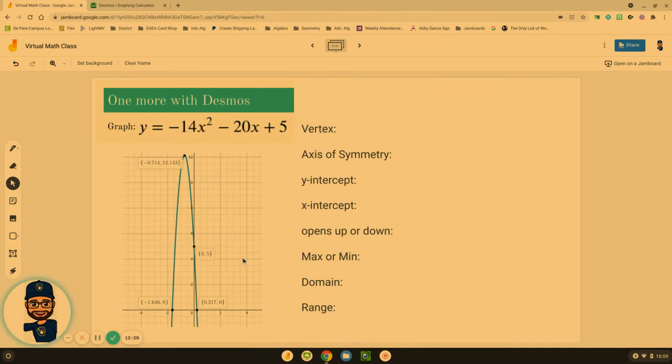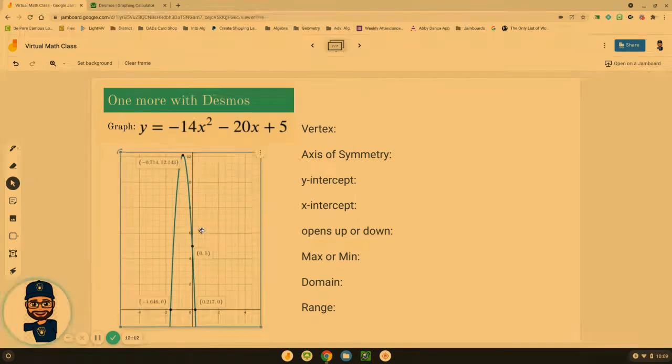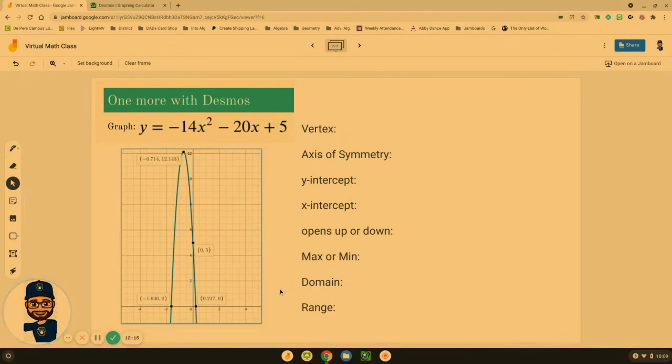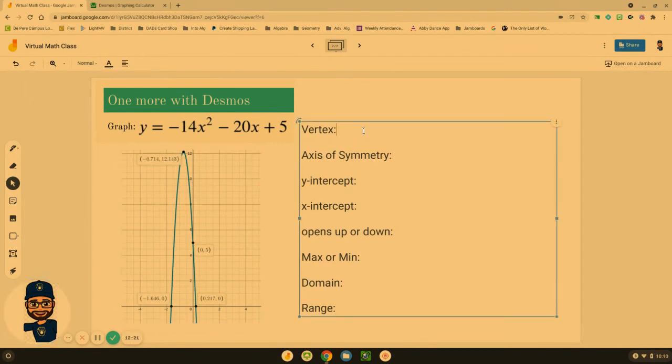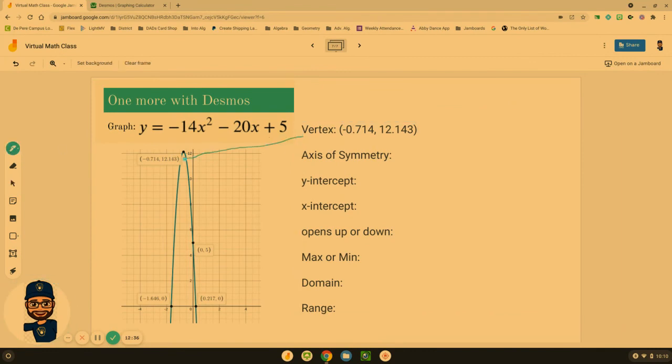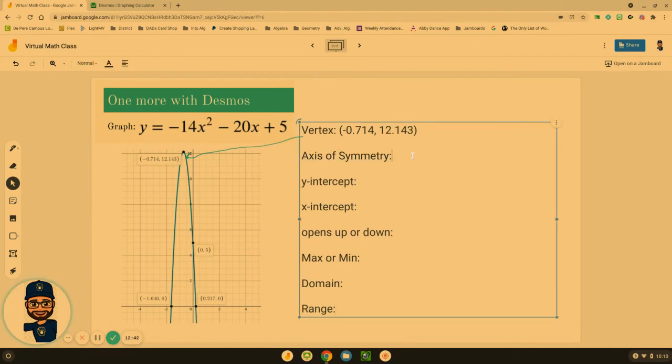All right, hopefully you got a graph that looks similar to the one that I have here on the left. And this is why using Desmos is so helpful, because some of these numbers are kind of weird, right? So what's the vertex? Well, according to that graph, we've got (-0.714, 12.143) as our vertex, right? It is right there. Therefore, what is the axis of symmetry? Well, the axis of symmetry has to go right through the middle of our vertex at the x spot. So x equals -0.714.